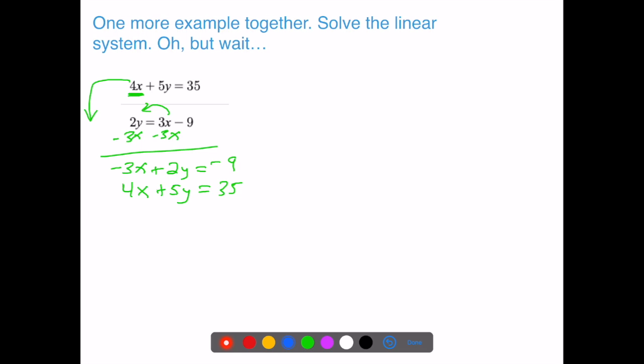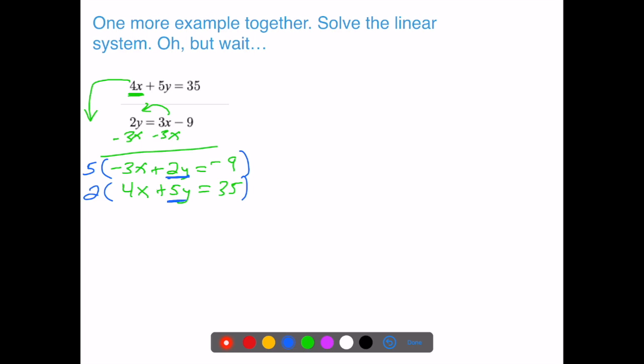I could multiply the x's so that they're both 12, because I know 3 and 4 are both going to go into 12. Or I could multiply the y's so that they're both 10, because I know that 2 and 5 will both go into 10. And that's what I'm going to do. So I'll multiply the first equation by 5, because my goal is to make this 10y. And I'll multiply the second equation by 2, because my goal is to make this 10y.